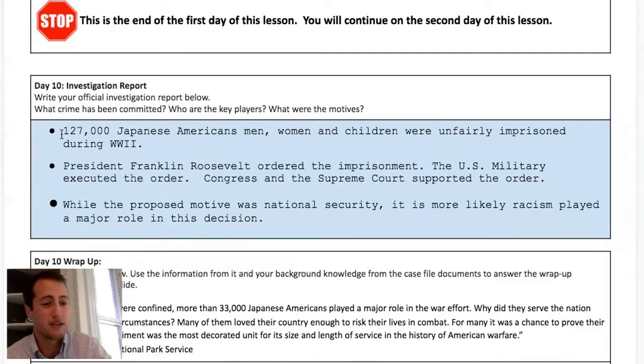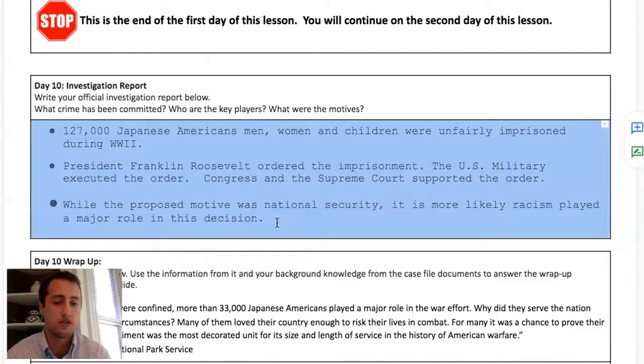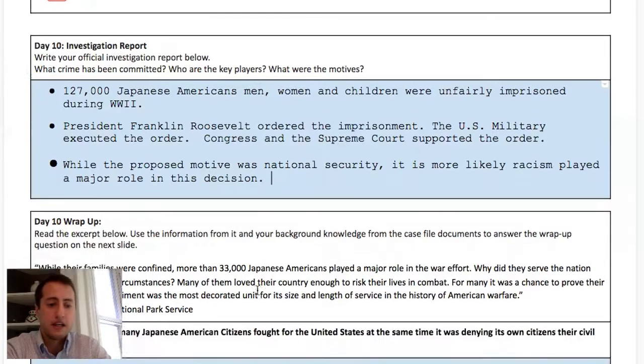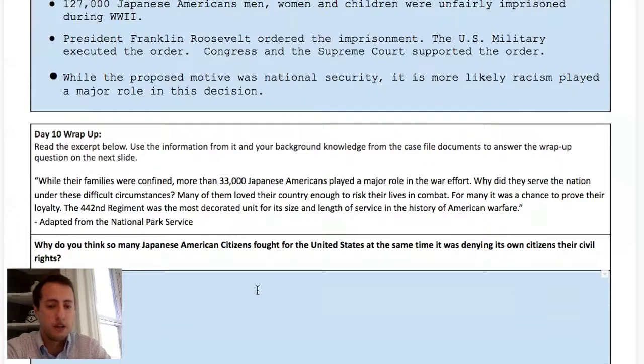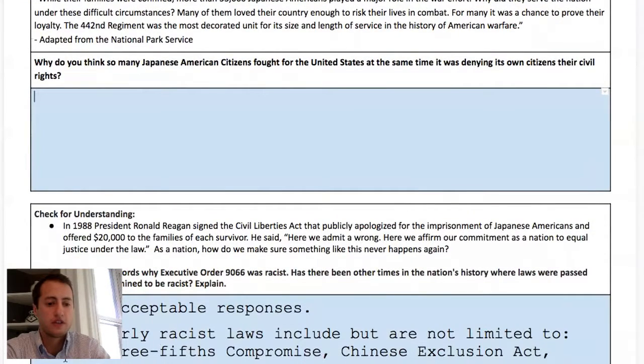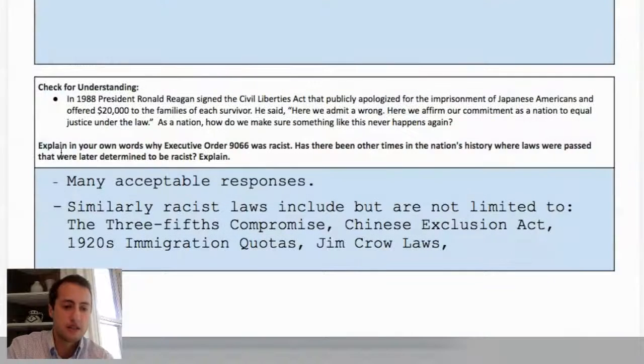Now, I did a very basic investigation report, but if you want students to have more detail or to include their document evidence, by all means, adjust the model or be clearer with the directions to achieve what you want. And then the wrap up is there for you. That's a student opinion, so I didn't add an answer. For the check for understanding, there are lots of acceptable responses to the first task, but the second is to connect it to other laws in the nation's history.